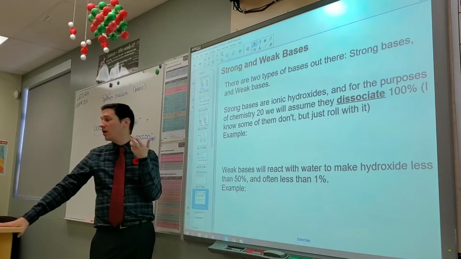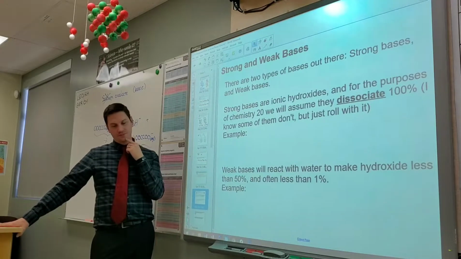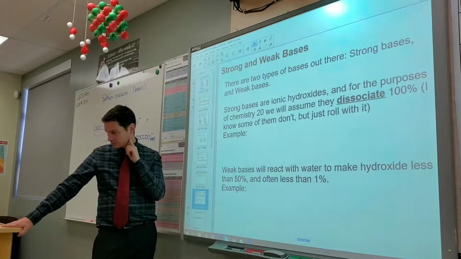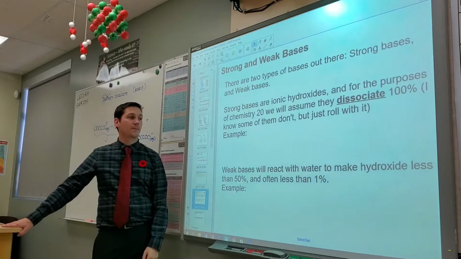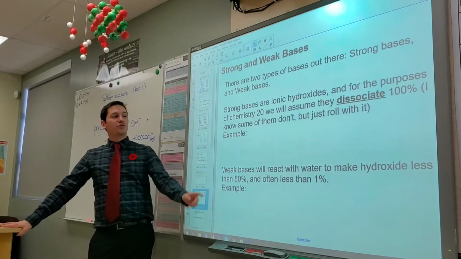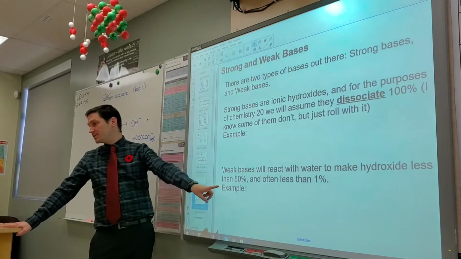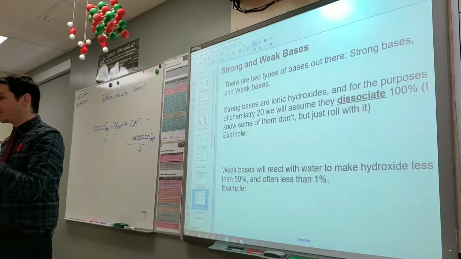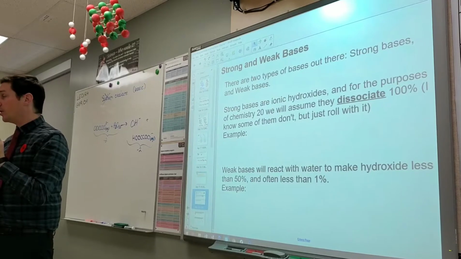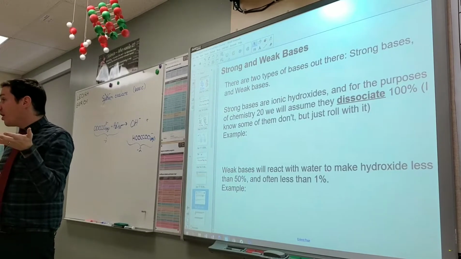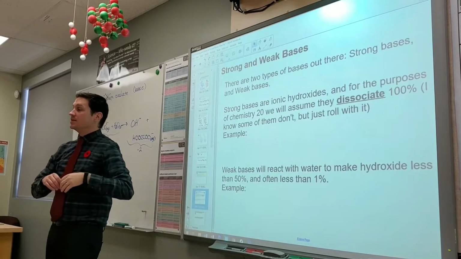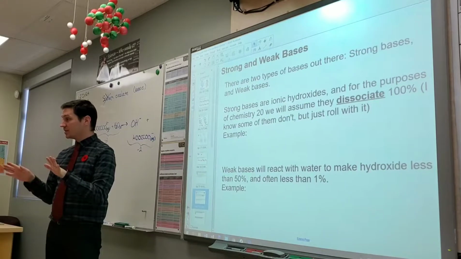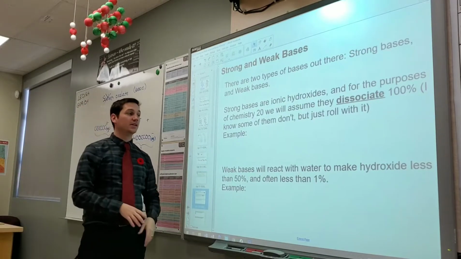Okay, I want to move on to strong and weak bases now. Strong bases and weak bases are the exact same thing as strong acids and weak acids, except instead of making hydronium, what are we going to make? Hydroxide. So for strong bases, what percentage will turn into hydroxide? 100%. It's strong, it's 100%. That's the idea behind it.